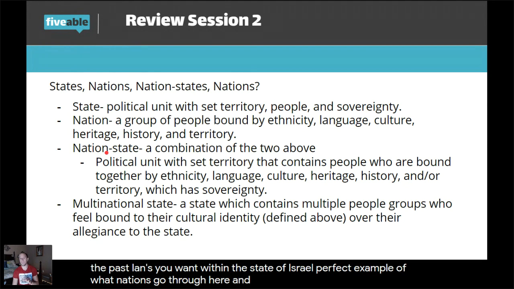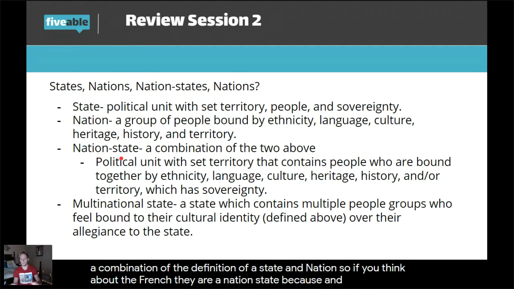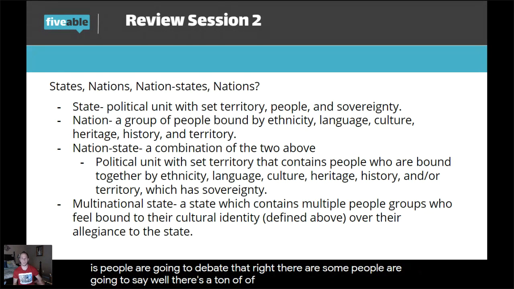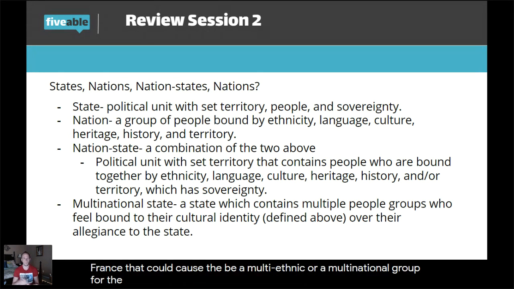A nation state is a scenario where it's a combination of the definition of a state and a nation. So if you think about the French, they are a nation state because, and again, people are going to debate that, right? There are some people who are going to say, well, there's a ton of different national groups within France that could cause it to be a multi-ethnic or a multinational group. For the most part, the French speak French.